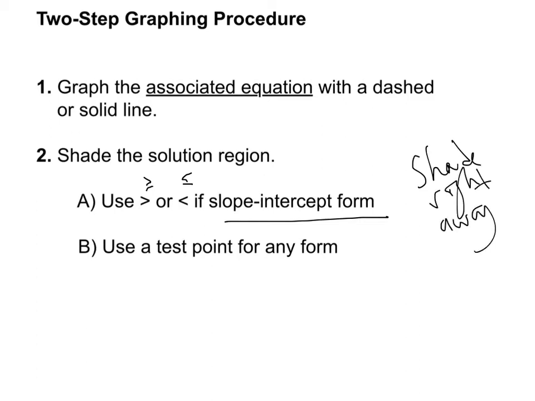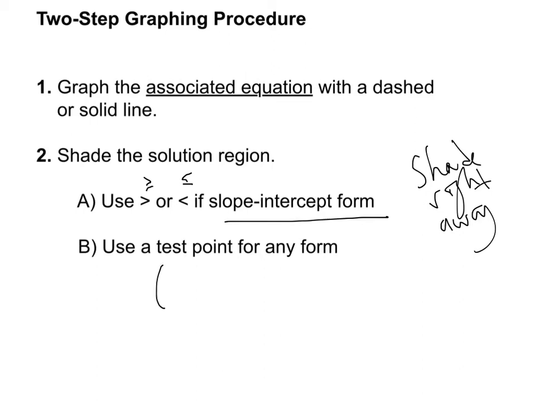However, if it's not in slope-intercept form, what you're going to do is use a test point. And the test point will work if it's in standard form, slope-intercept form, or really just any form at all. Technically, you could have a point-slope linear inequality. I wouldn't recommend it, but you could have it.